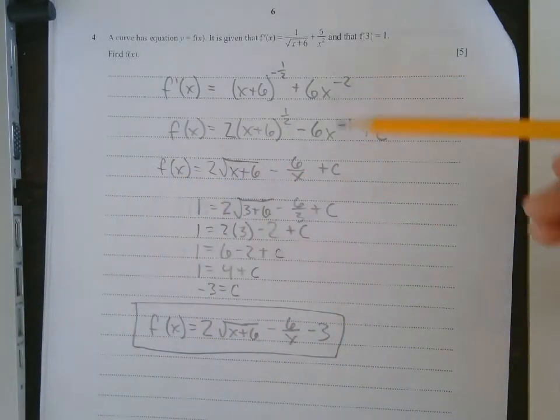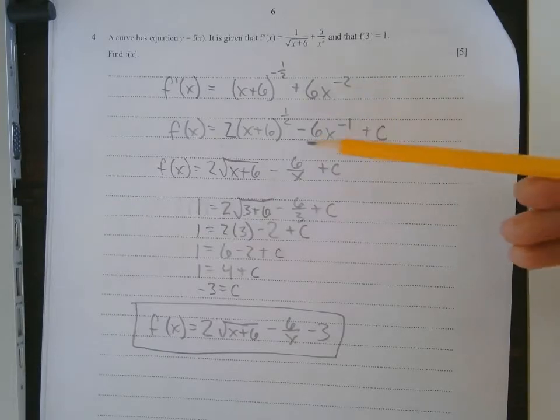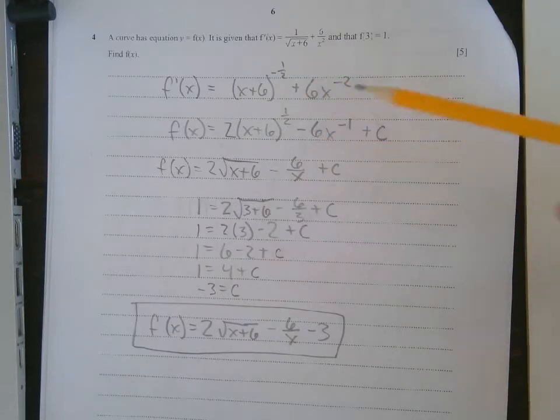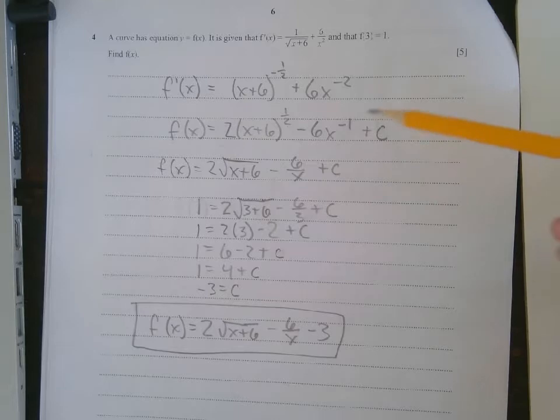This one's pretty easy to do. This has to go up by 1, so it's going to be negative 1. The derivative of this would switch the sign, so I need to make this negative 6. And then there's some constant on the end, and we don't know what that is yet.